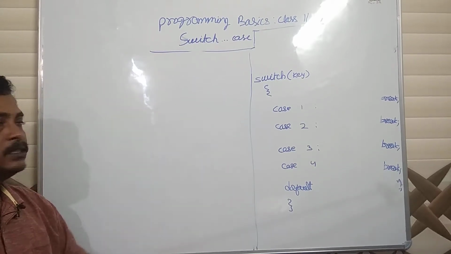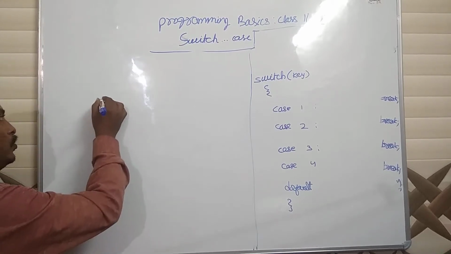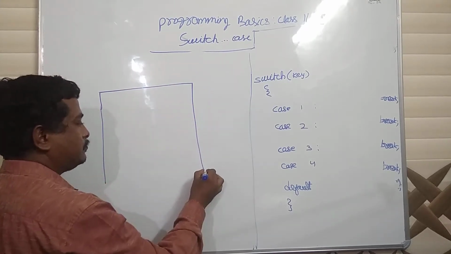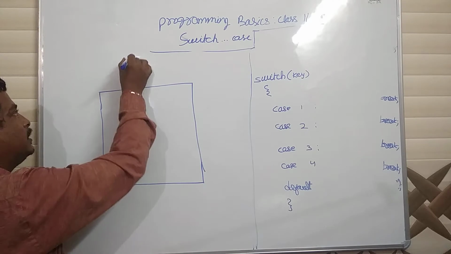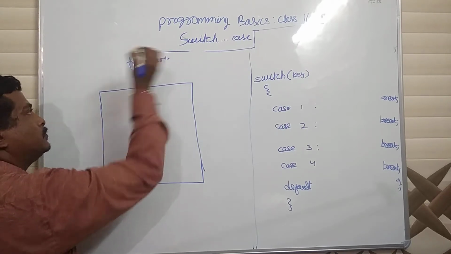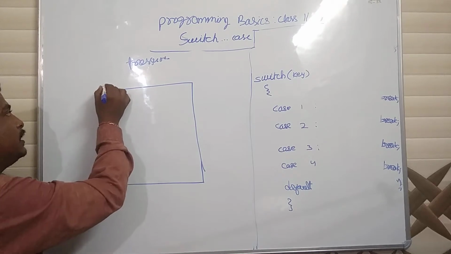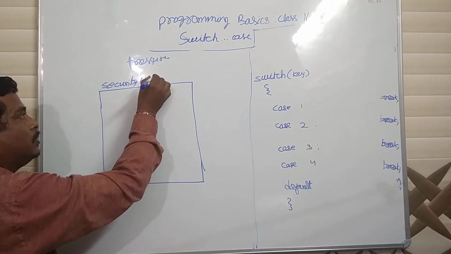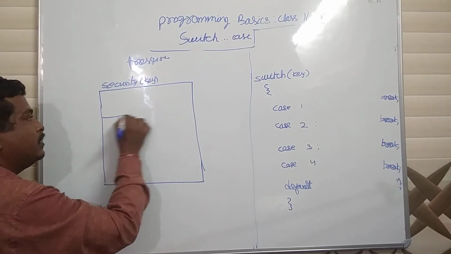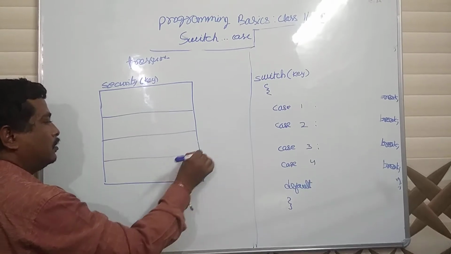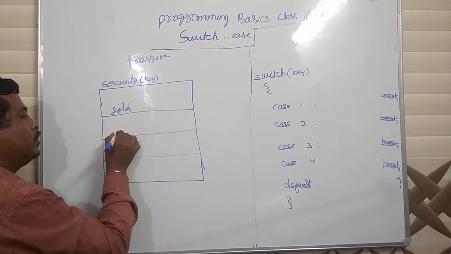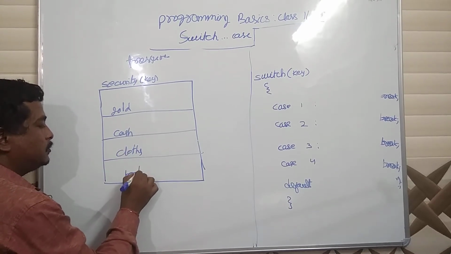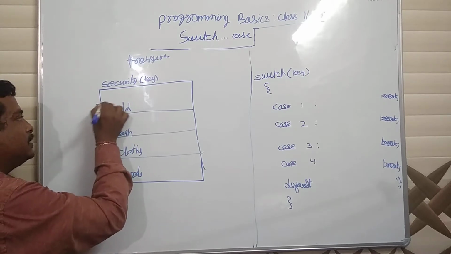To understand this switch case, let us consider a story where there is a treasury, or treasure room, of a king. Here there is a security guard with a key. The big treasury is divided into some chambers. Somewhere gold is there, somewhere cash is there, somewhere clothes are there, somewhere foods are there. In each chamber there is an entry gate.